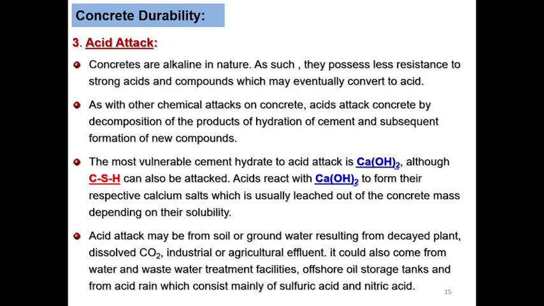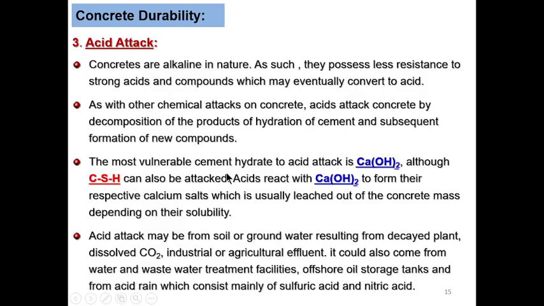The next durability challenge we are looking at is the acid attack. So concrete is alkaline in nature, as such it possesses less resistance to strong acid and compounds which may eventually convert to acid. As with other chemical attacks on concrete, acids attack concrete by decomposition of the products of hydration of cement and subsequent formation of new compounds, just like we discussed in sulfate attack.